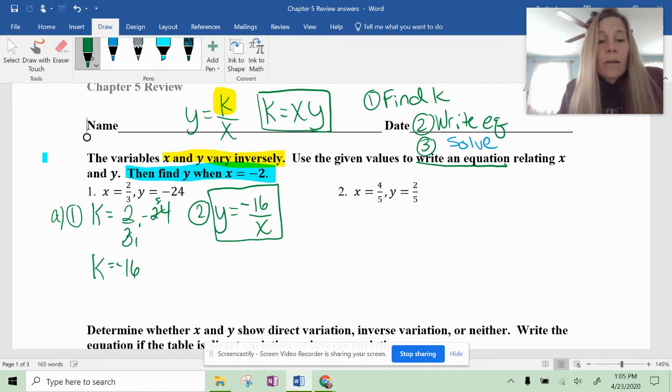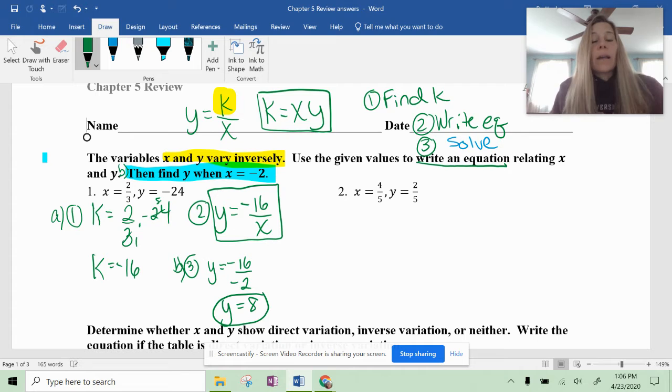So don't forget that. And then the second part of the problem, so I'm going to call this part B here, is when you do this third step where it says then find Y when X equals -2, and you substitute in that -2. Now what happens is a lot of people do these problems and they find the K, and then right away they put Y equals -16 over -2 and solve it. They don't ever actually write that equation that I boxed out here for you. So if you do that, then you might lose credit for not having that part done.